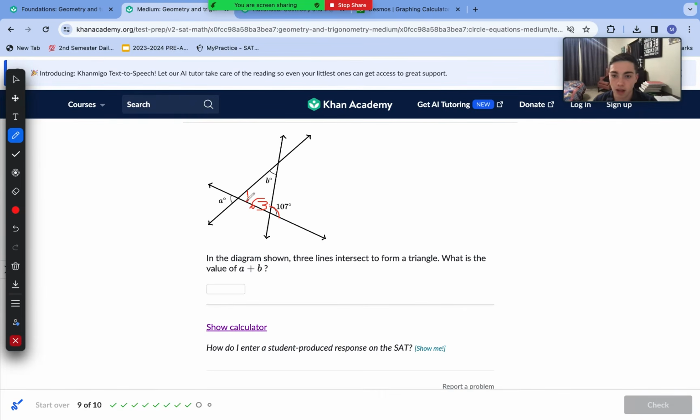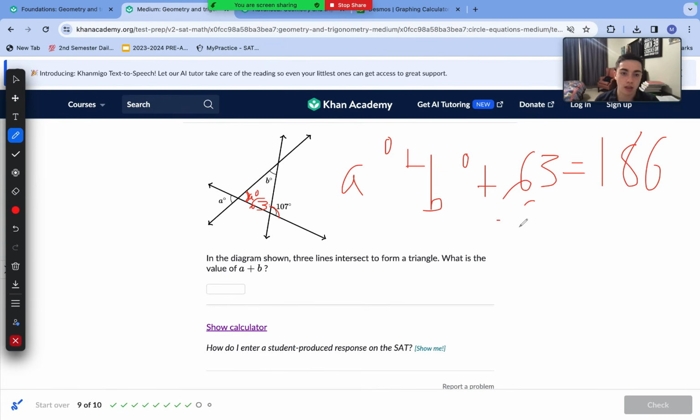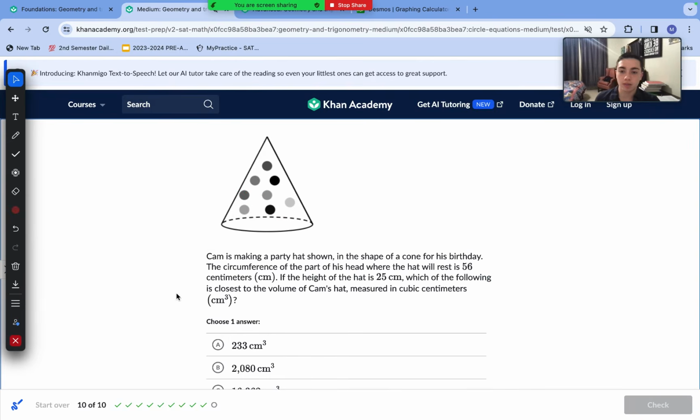And now that this angle is 63 degrees, we can also see that angle A is vertical angles with this angle right here. So that means that those are congruent. And so we can see that the value of angle A plus the value of angle B plus 63 are going to add up to 180. And then we can subtract 63 from both sides to start isolating this equation. So we get the value of angle A plus the value of angle B is equal to 107. So that means that the value of A plus B is just 107.